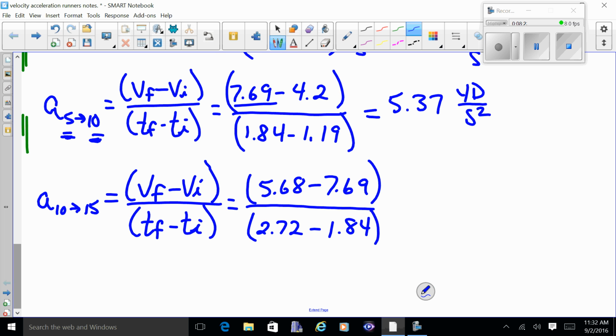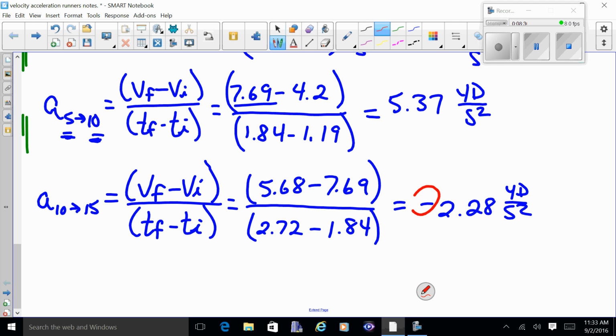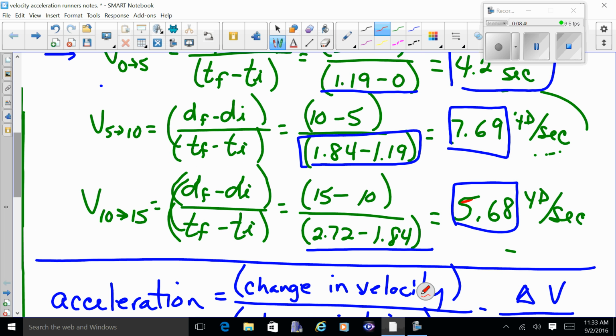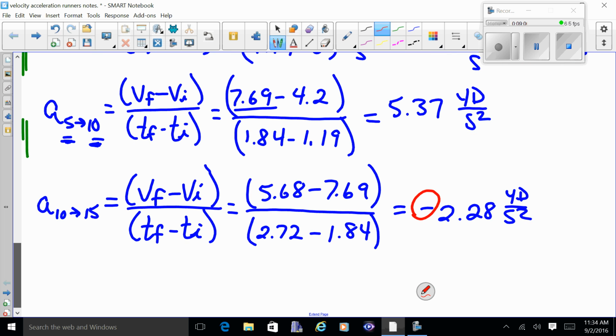And when I divide those numbers, oh, I get something weird here. I get a negative 2.28 yards per second squared. Well, let's discuss what that means real quick. If your acceleration is negative, that means you're slowing down. And if you look at it, it does make sense. Let's look at these velocities up here. The velocity at the 10 was 7.69. But then at the 15, I slowed down to 5.68. So therefore, when I did my acceleration, my calculations came out to a negative 2.28. So it means you're actually slowing down on that one.